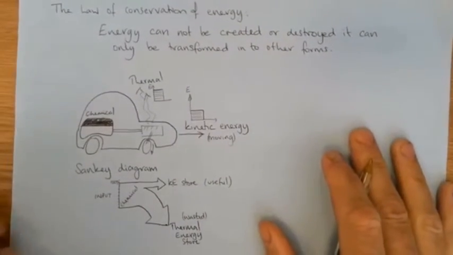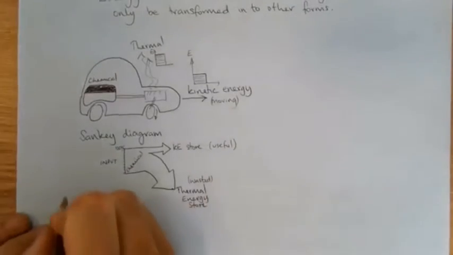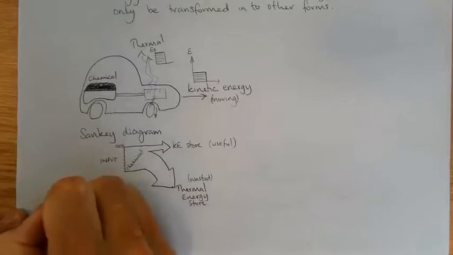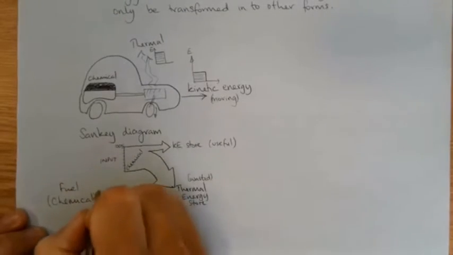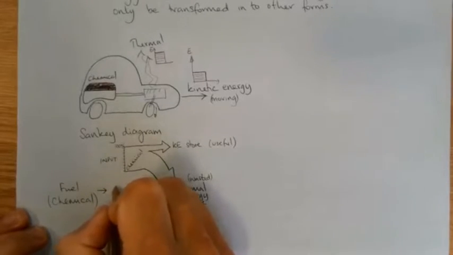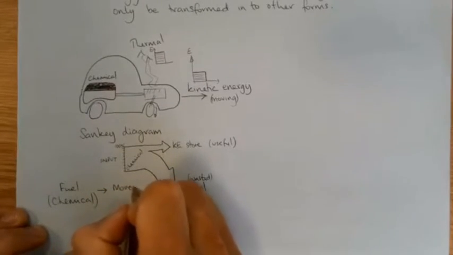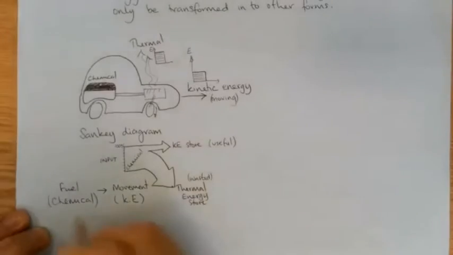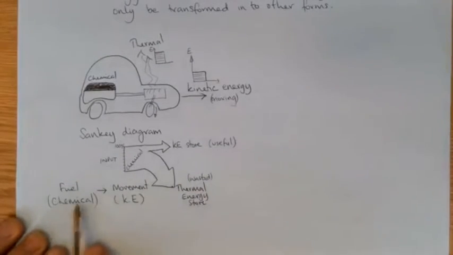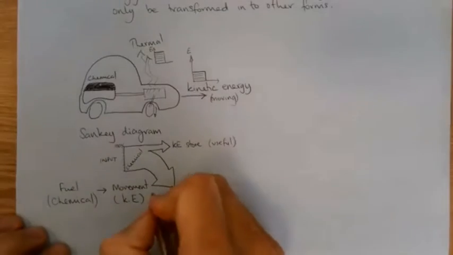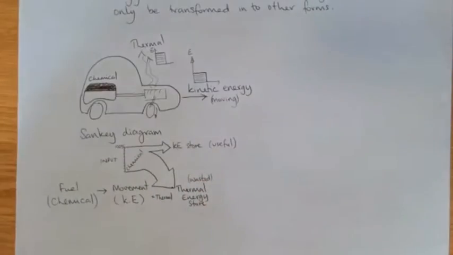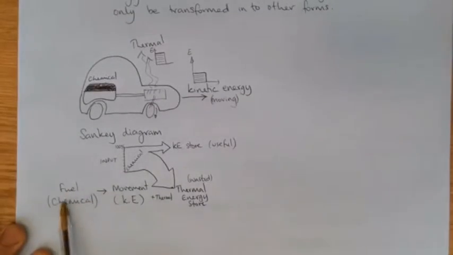You can do a more simple diagram which just shows the names of the stores. So we have chemical, and that is the fuel, is chemical energy going to movement, which is our kinetic energy, and that shows the transfer of energy where we want it to go. You might add plus thermal, but this energy flow diagram shows where the energy comes from and where it's going to.